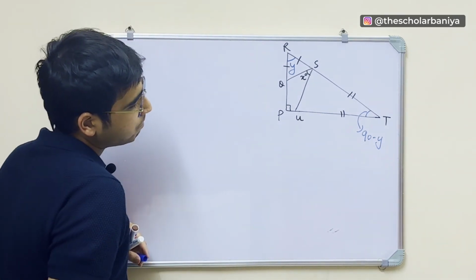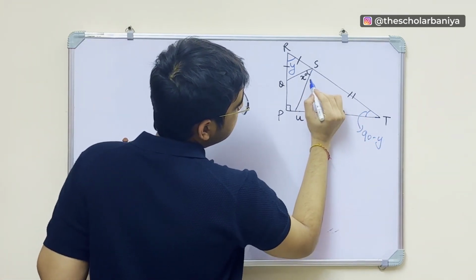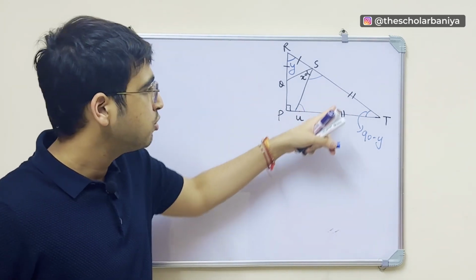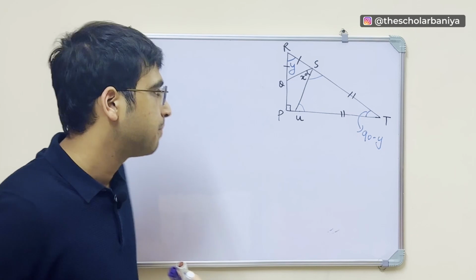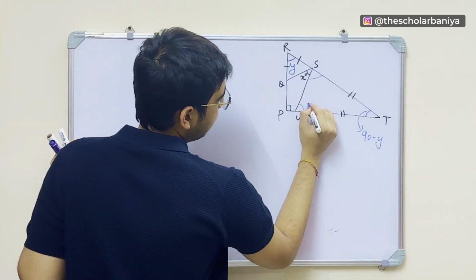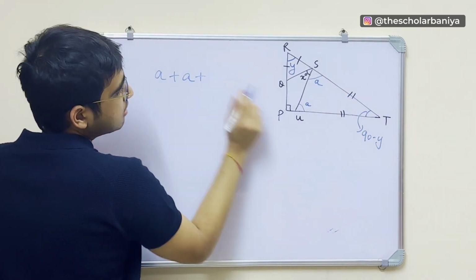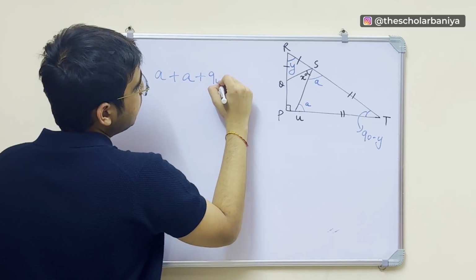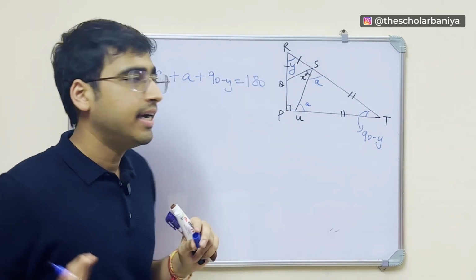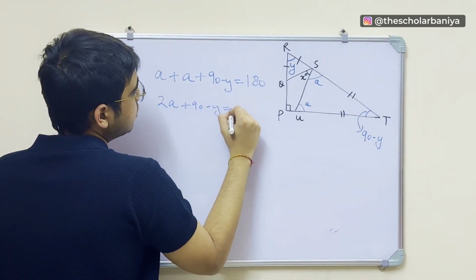Now tell me one thing, because this side ST is equal to UT, right? So this angle will be equal to this angle, right? Because these two sides are equal, so this angle will be equal to this angle. Let's suppose it's, for example, A. If this is A, this will also be A, right? So A plus A plus 90 minus Y is equal to how much? 180. The sum of the angles of a triangle is 180, right? So 2A plus 90 minus Y is equal to 180.